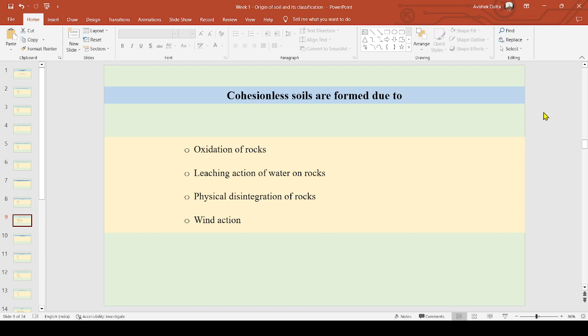Cohesionless soils are formed due to oxidation of rocks, leaching action of water on rocks, physical disintegration of rocks, or wind action. Next question.